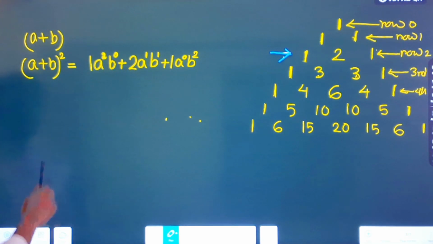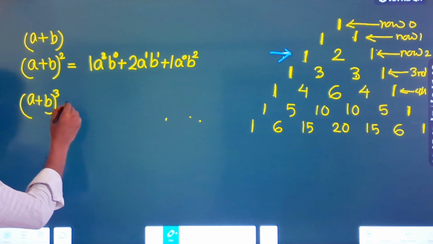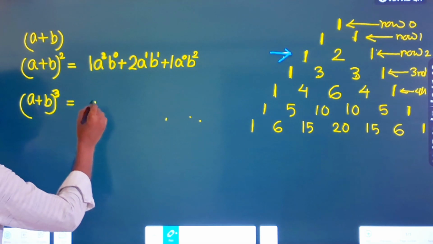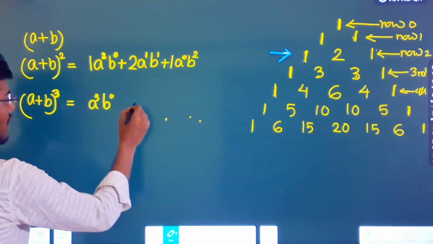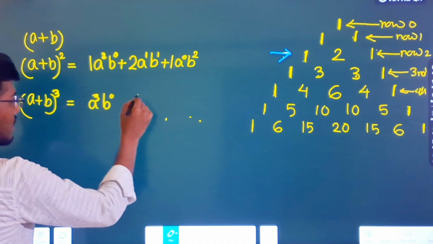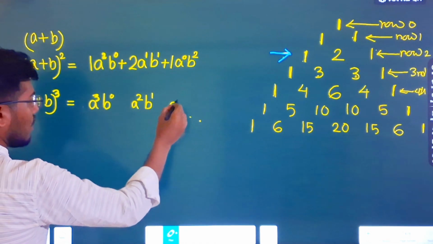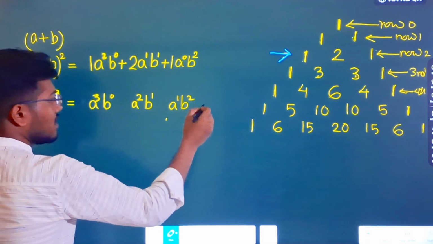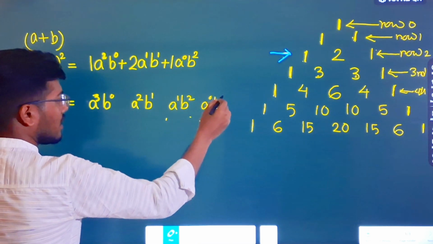If you write down (a + b) whole cube, what is the first term? The power is 3, so that means a cube and b to the power 0. What is the next term? The power of a decreases by 1, that means a square, and b to the power 1. The next term is a to the power 1 and b square. The fourth term is a to the power 0 and b cube.